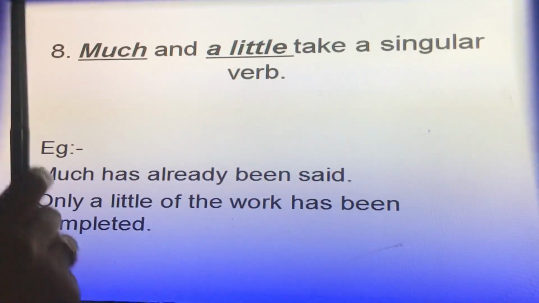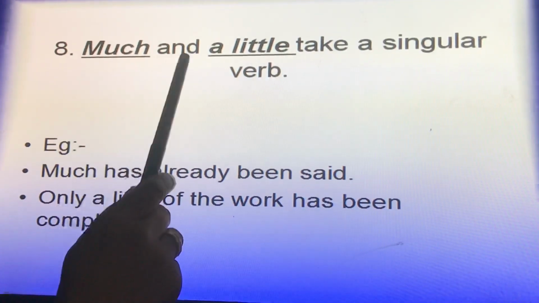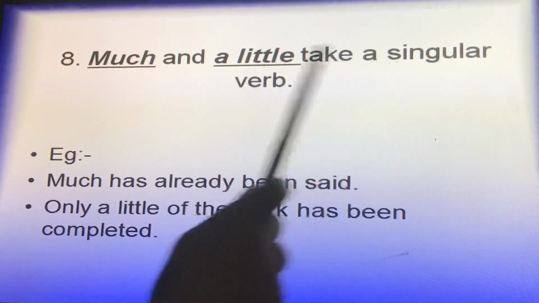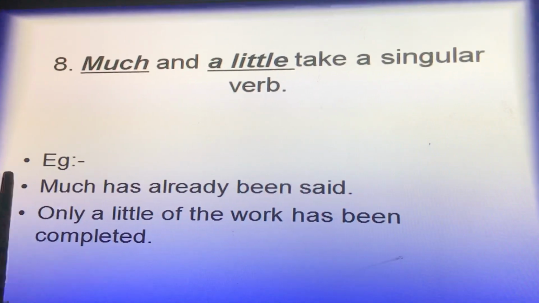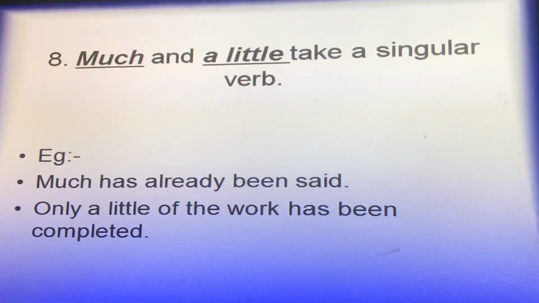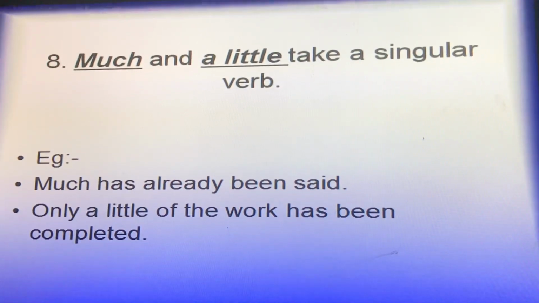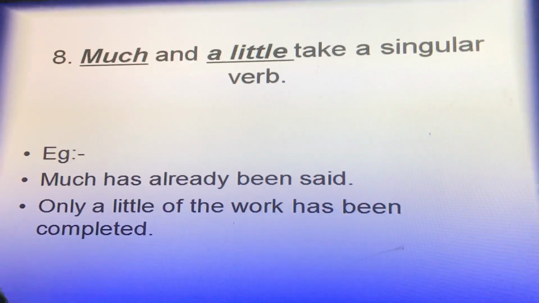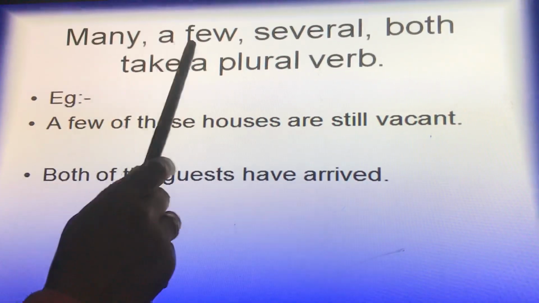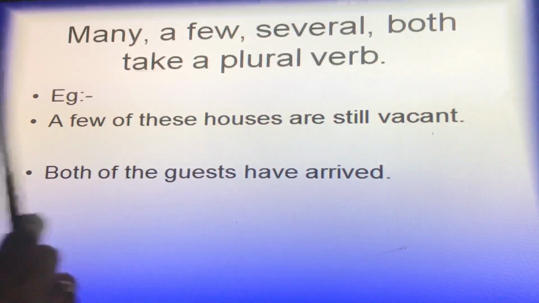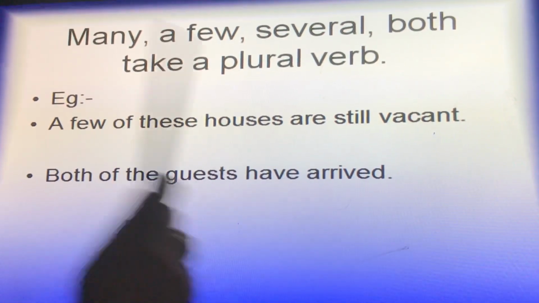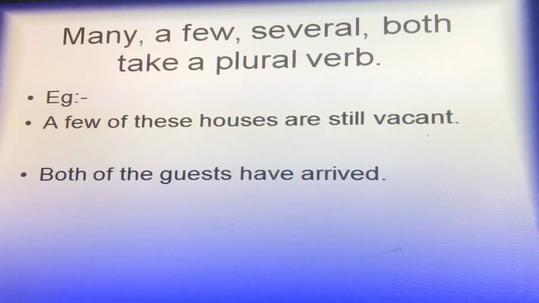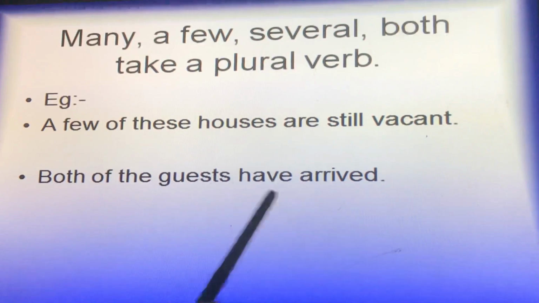And the next rule is much and a little. If the words much or a little are given, then go for a singular verb. For example, much has already been said. Much, then the verb is singular. Only a little of the work, a little, the verb is singular. If many, a few, several, both, these types of words have been given, then go for a plural verb. A few of these houses are, plural. Both of the guests have, plural verb.